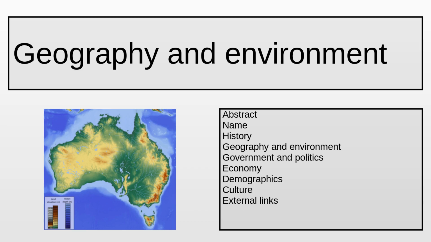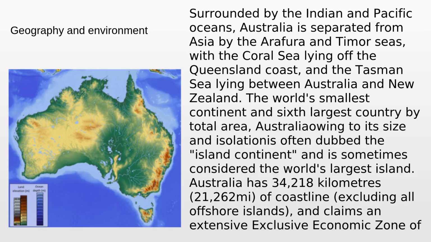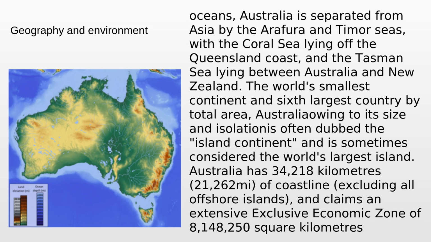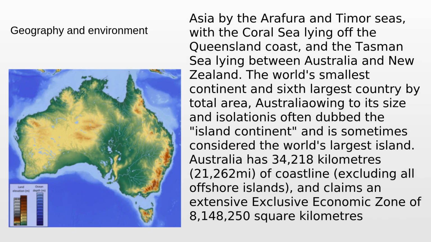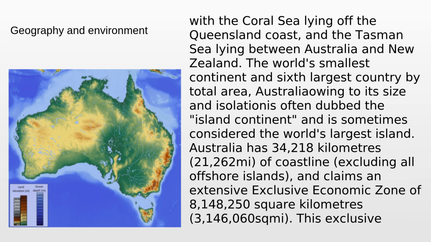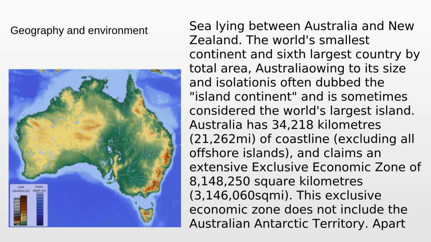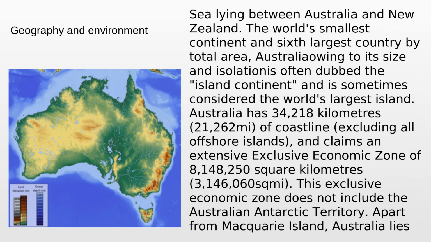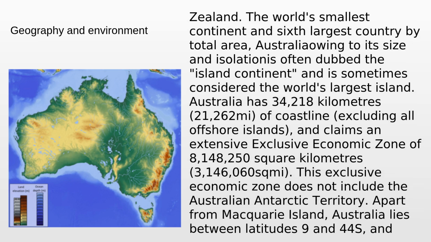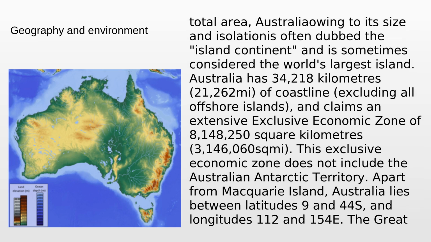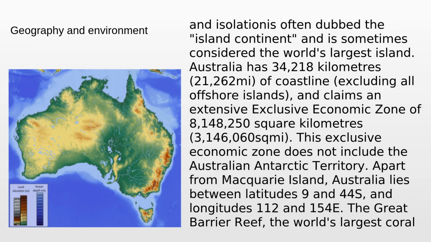Geography and environment. Surrounded by the Indian and Pacific Oceans, Australia is separated from Asia by the Arafura and Timor Seas, with the Coral Sea lying off the Queensland coast, and the Tasman Sea lying between Australia and New Zealand. The world's smallest continent and sixth largest country by total area, Australia, owing to its size and isolation, is often dubbed the island continent, and is sometimes considered the world's largest island.